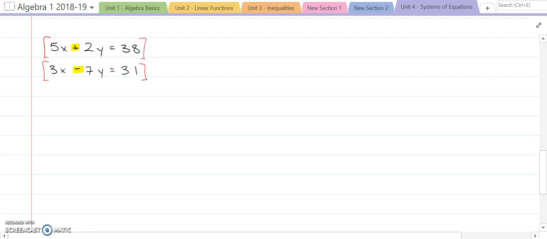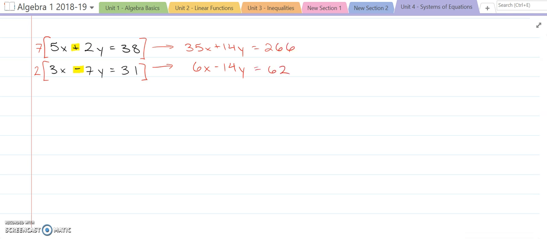Multiplying the first one times 7, second one times 2. Why? Because that will make them both equal 14y. 35x plus 14y. And the second one, 6x minus 14y. The actual multiplication on that top row, I believe, is 266, and on the bottom one, it's 62.